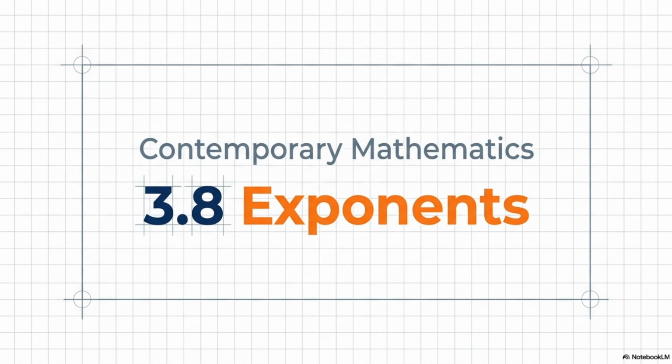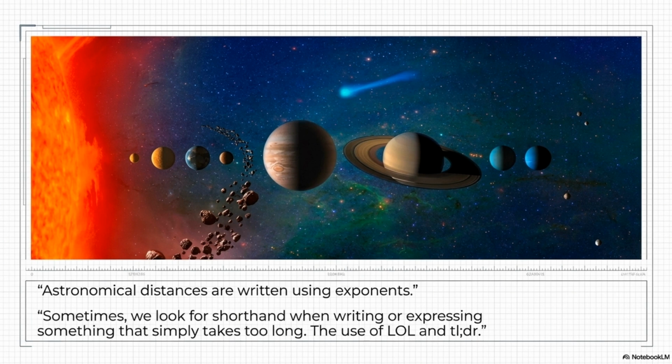Which brings us perfectly to our focus today. We are doing a deep dive into section 3.8 of chapter 3 from Contemporary Mathematics. Great section. It is, and the textbook actually features this incredible NASA image of our solar system, figure 3.44. It shows the sun blazing on one side and the planets just stretching out into the dark. Yeah, it really puts it into perspective. It uses that image to illustrate why mathematicians absolutely refuse to write things out the long way.